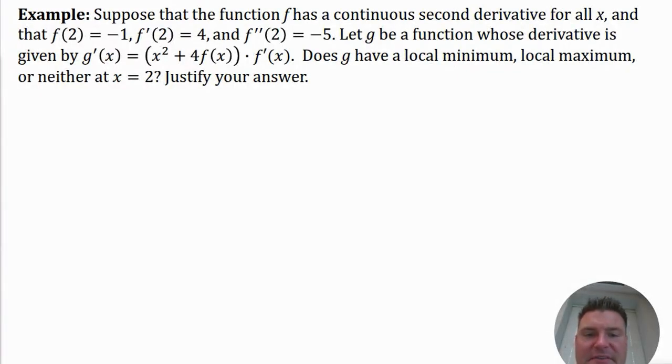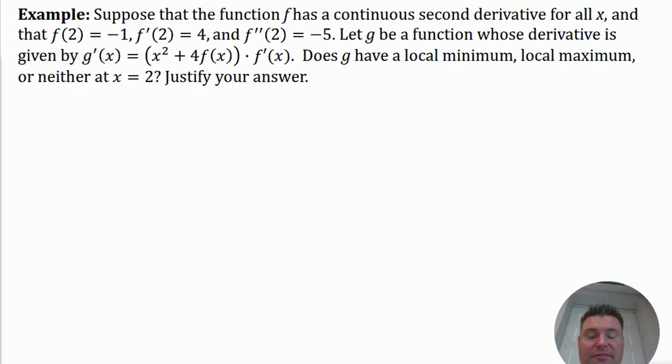Suppose that we have the function f is continuous, it has a continuous second derivative for all x, and that we have the value of f of 2, the value of f prime of 2, the value of f double prime of 2, and let g be a function whose derivative is given by, so we have g prime here. We don't know much. Does g have a local minimum, maximum, or neither at x equals 2?